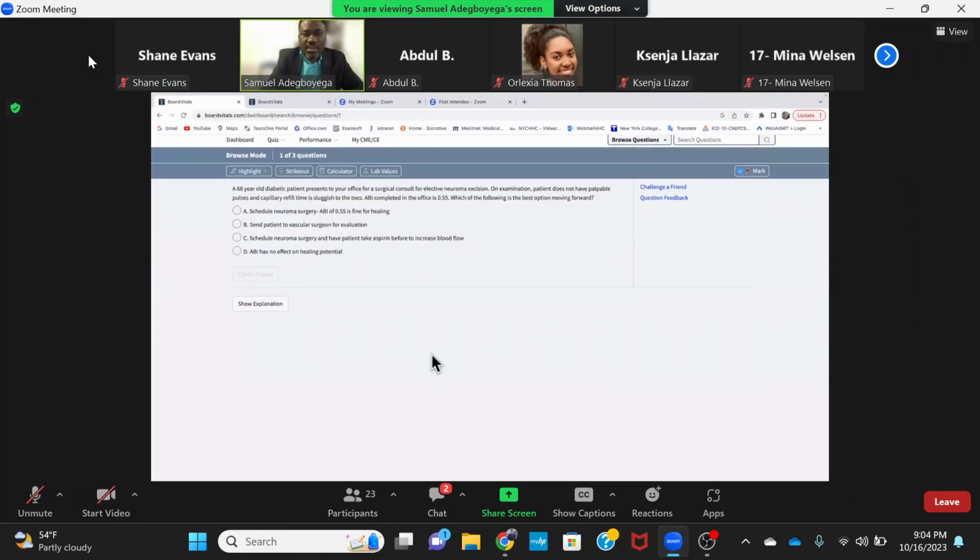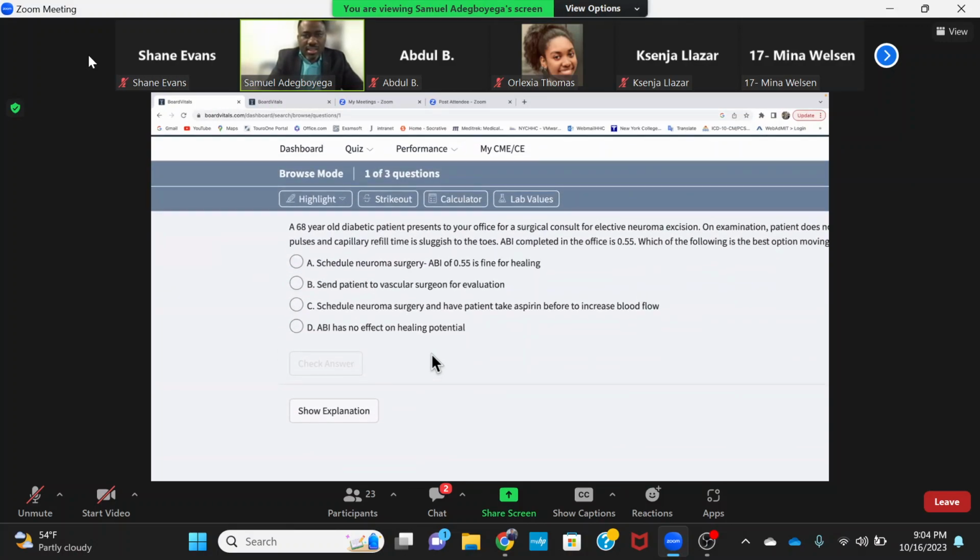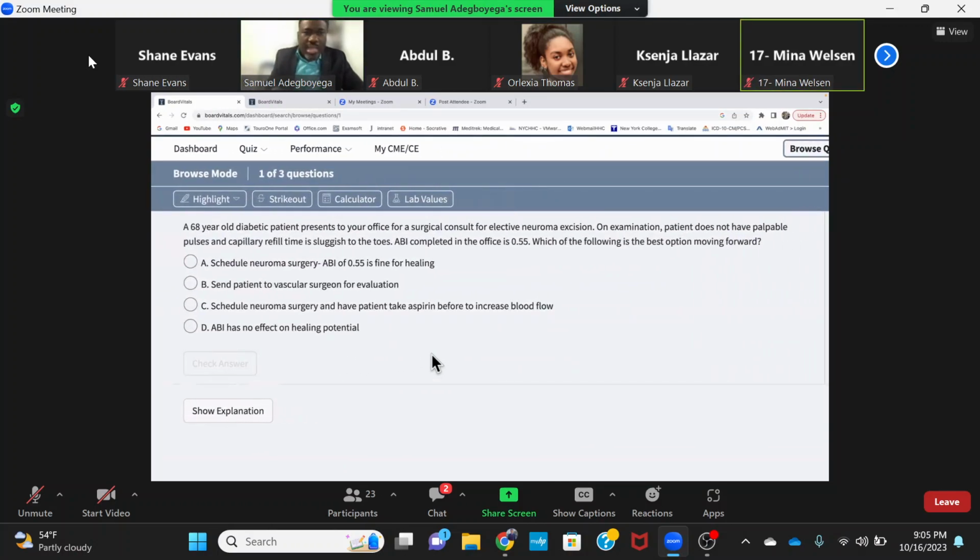Can you guys see it now? Yes. Okay, good. Based on everything we've been talking about, what's your answer? Any volunteer? Our patient is going for neuroma surgery. On examination, the patient does not have palpable pulses, and capillary refill time is sluggish. Just based on that, will you do surgery on a patient like this?